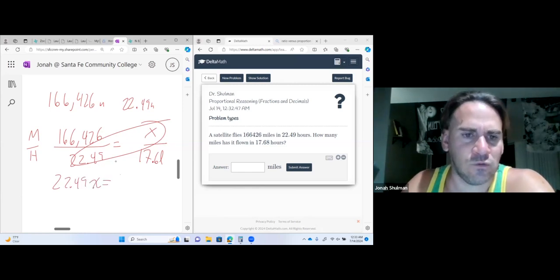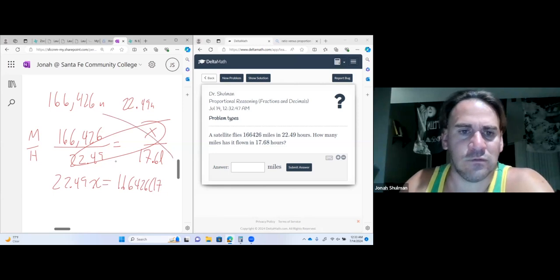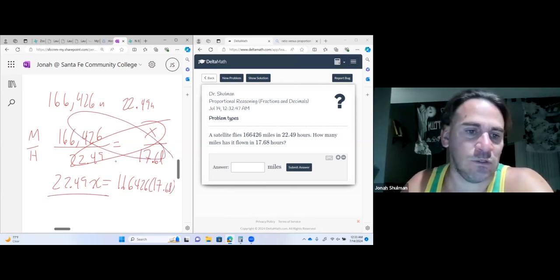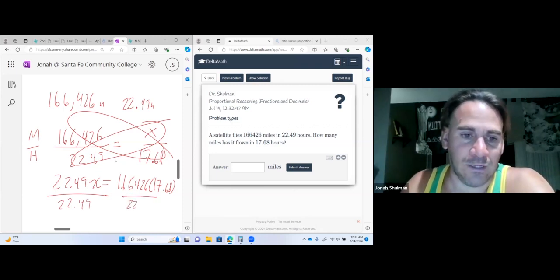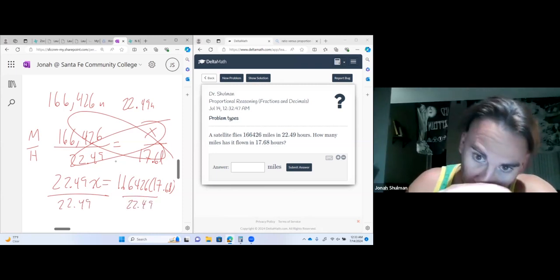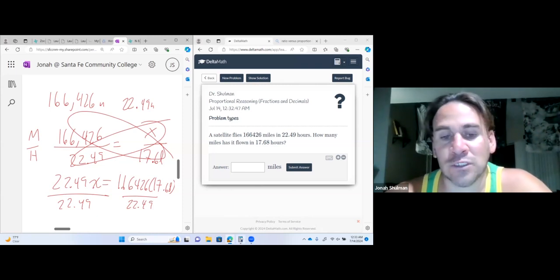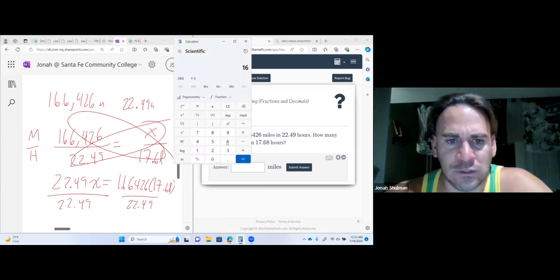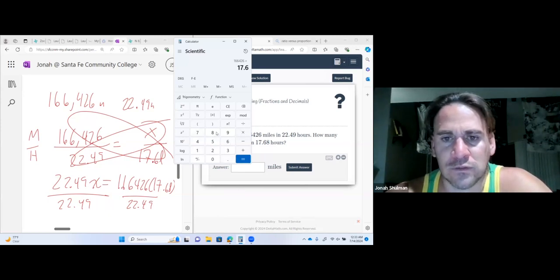22.49x equals 166,426 times 17.68. And that's just going to give us our answer. We're dividing it by 22.49. If you're really struggling with dividing by decimals, just watch the other one. I know it can get tricky. So 166,426 times 17.68 divided by 22.49.